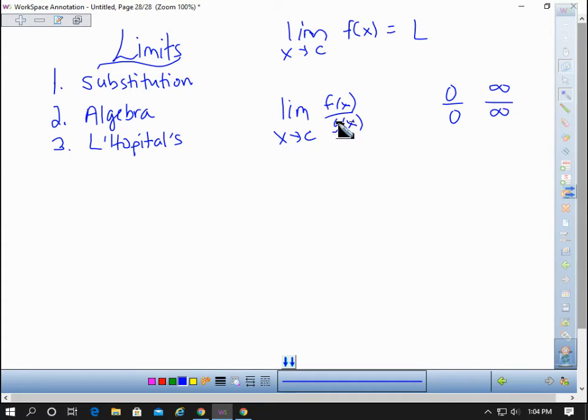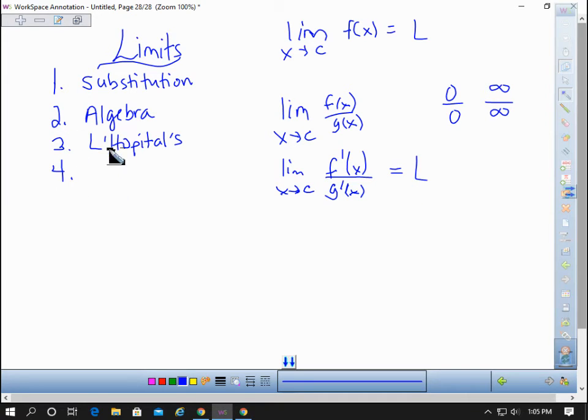Now, if you remember what L'Hopital's rule is, that's where you do the derivative of the top divided by the derivative of the bottom. Remember, it's not the quotient rule stuff. It's just doing the derivative of the top divided by the derivative of the bottom. And then you take the limit of that new expression. And you can just keep doing that. As long as you get 0 over 0 or infinity over infinity, you can keep doing L'Hopital's rule over and over again until you actually get an answer. So eventually it's going to lead you to an answer. Okay, so hopefully you remember L'Hopital's rule.